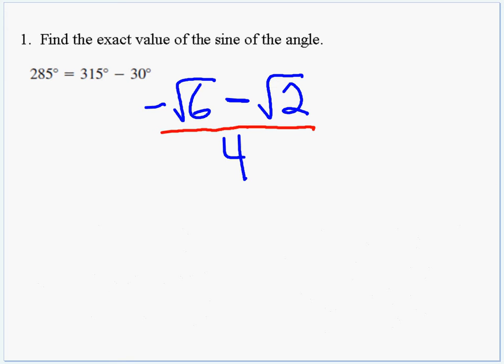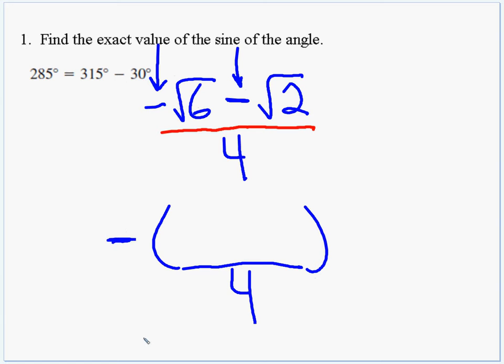And just for the sake of argument, let's say you're taking a standardized test and it's multiple choice. You might see this as an option. You know, if we factor out a negative sign, we now have a negative out here, and then we would have root 6 plus root 2. So there's number 1. We found the sine using sine of a difference in degrees.